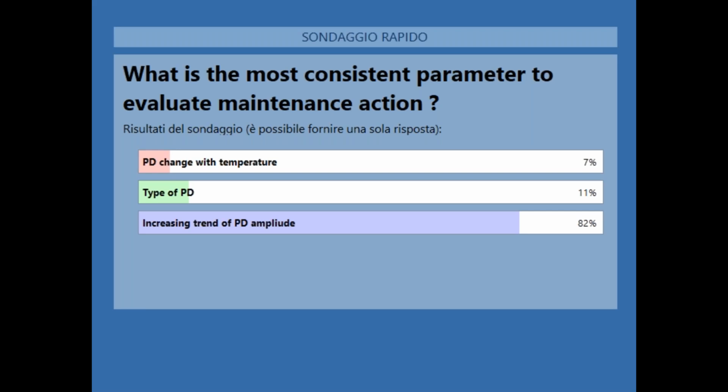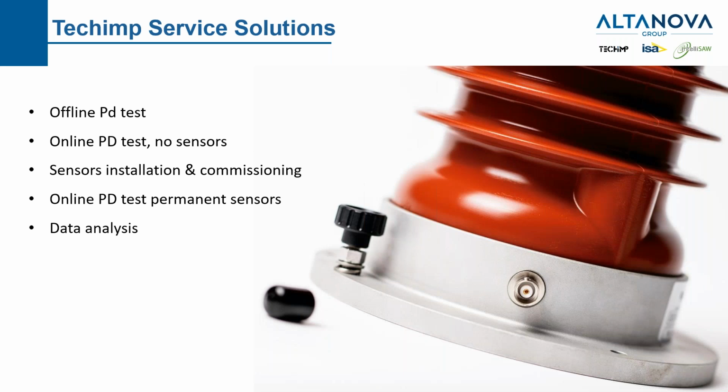Thank you, Andrei. Basically, I'm very glad that you have picked up the correct questions, and I've seen some of the questions I will answer in the end. In the last part of this presentation, we will briefly explain what are the solutions that can be put in place by Techimp, or what are the products that can be provided by Techimp for offline testing. For the services, we are talking about offline PD test, online PD test without sensor, sensor installation and commissioning, online PD test with permanent sensor, and data analysis.